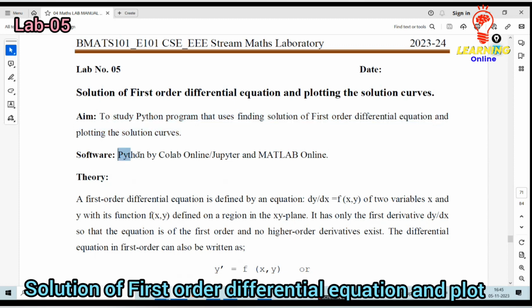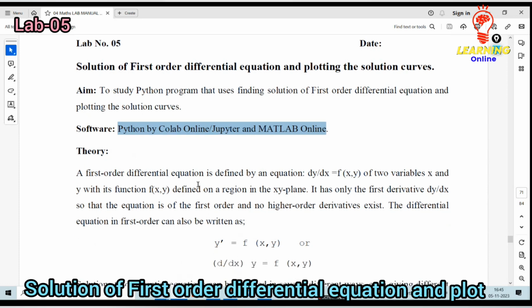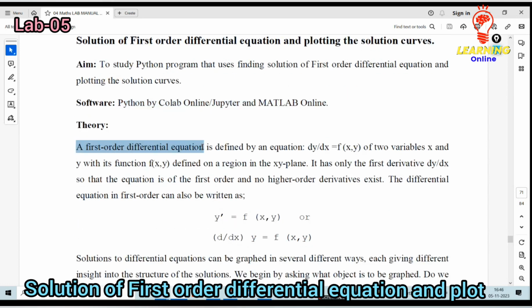You can make use of Python in Google Colab in online mode, or Jupyter, IDLE, or Visual Studio. MATLAB can also be used in the same way. Then, what is a first order differential expression? I need to define a particular expression y with one-time derivative with respect to the variable x. That is f of x, y, or dy upon dx, called first order differentiation.